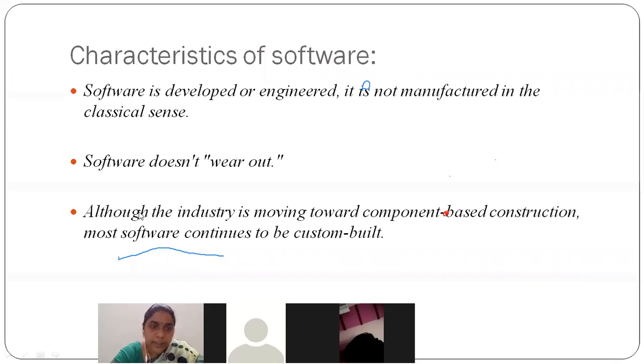Sorry, the third characteristic we told is: industry is moving towards component-based construction, and most of the software continues to be custom-built. Here, components are nothing but reusable components. As I already told you, for developing any software, we don't always start from the beginning. What we do is, if you want to develop any software component, we try to make use of the maximum components that are already present, maximum modules that are already present.